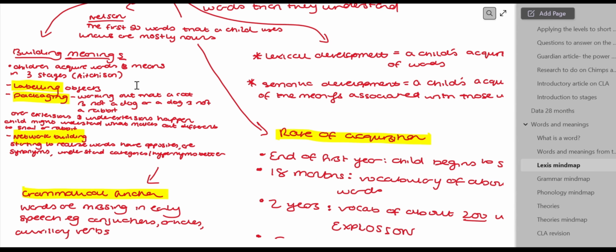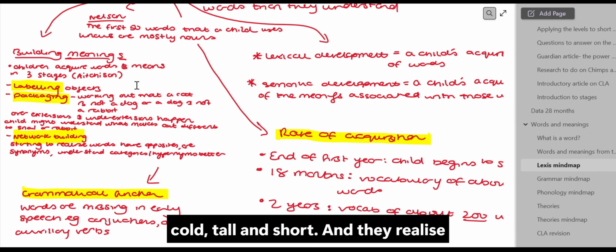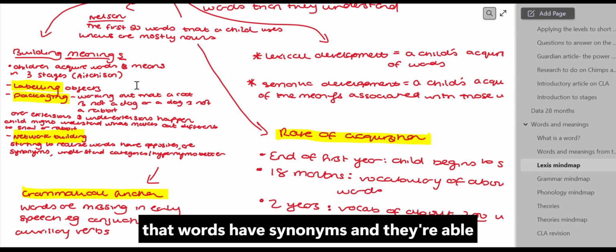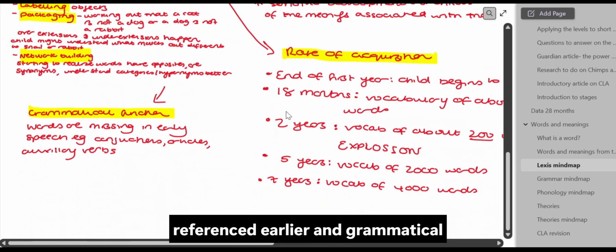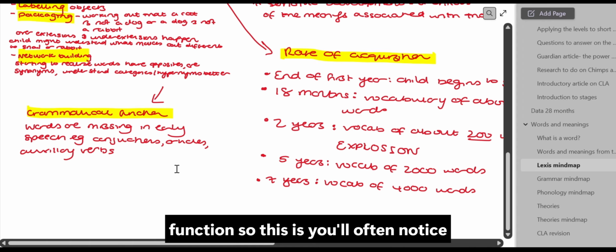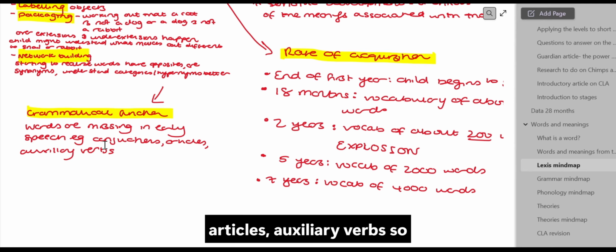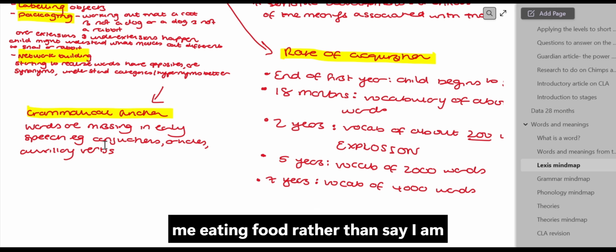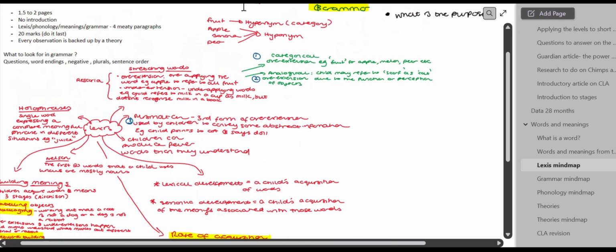And then you have network building, and that's starting to realize that words have opposites, so hot and cold, tall and short. They realize that words have synonyms, and they're able to understand categories such as hypernyms and hyponyms, which we referenced earlier, and grammatical function. You'll often notice that when children are learning to speak, there are words missing in early speech, like conjunctions, articles, auxiliary verbs. So they might say me hungry, or me eating food, rather than I am feeling hungry, or I am eating food. Those grammatical function words are often not seen in early speech.